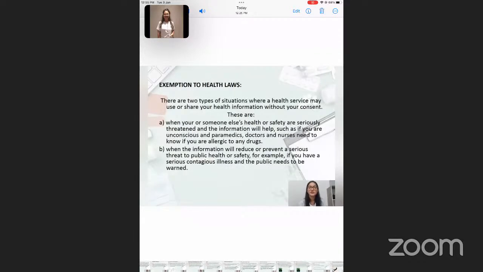Exemptions to health laws. There are two types of situations in which a health service may share your health information without your consent. The first is when you or someone else's health or safety is seriously threatened and the information will help, such as if you are unconscious and paramedics, doctors and nurses need to know if you are allergic to any drugs. Second, when the information will reduce or prevent a serious threat to public health or safety, for example, if you have a serious contagious illness and the public needs to be warned.